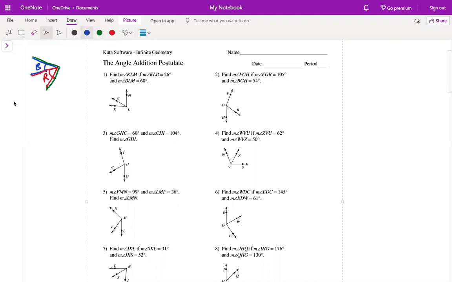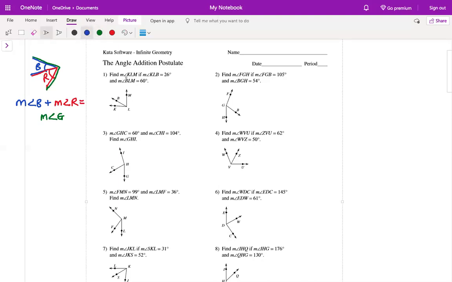So we can write that as the measure of the blue angle plus the measure of the red angle, which we're calling R, equals the measure of the green angle. So the two smaller angles add up to give you the measure of the larger one. Okay, so let's do some problems.